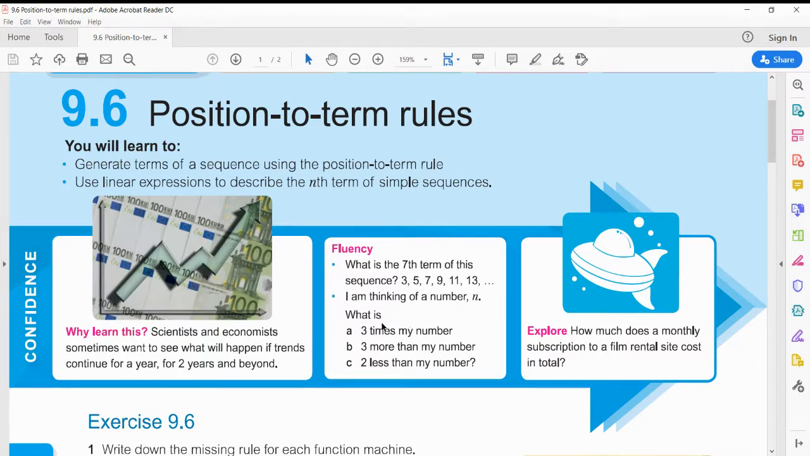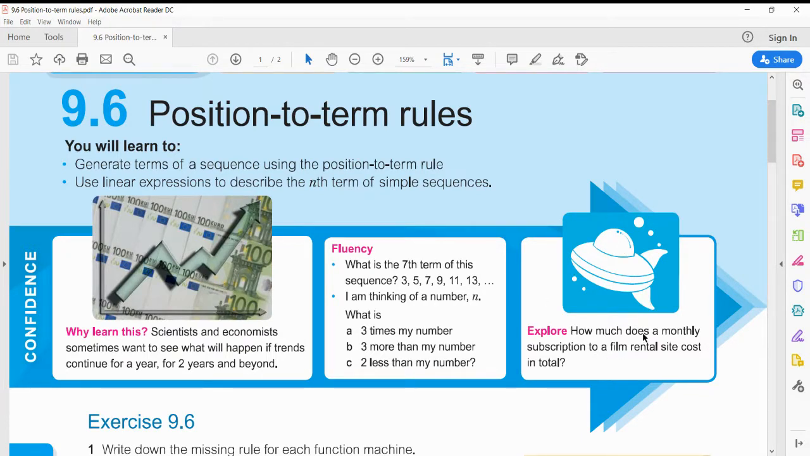I'm thinking of a number n. What is 3 times my number? So that would be 3n. 3 more than my number, so that's n plus 3. 2 less than my number, n minus 2. So it's just introducing a little bit of algebra in there, making sure you know that.